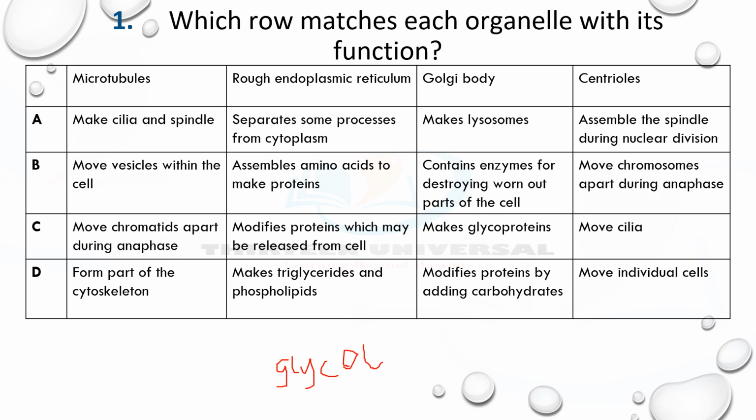Glycosylation. It is the process of adding glucose to a molecule. So Golgi can add glucose to protein to form glycoprotein. It can as well add glucose to lipid to form glycolipid. That's part of the modification process of the Golgi. So guys, if you look at this, you see that this is correct.